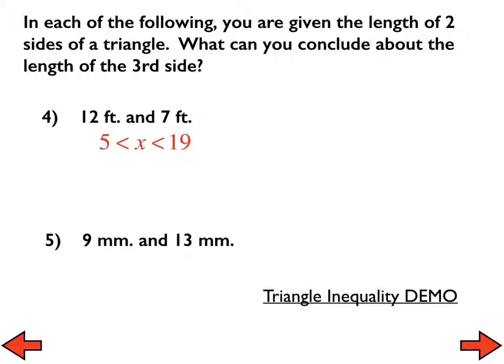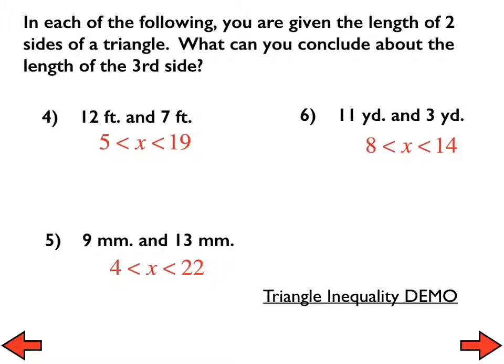Number 5, who would like to share? Tony? 4 is less than x, but x is less than 22. Very nice. And number 6, Emilio? 8 is less than x, and x is less than 14. Very nice. Any questions about how to do this? Combined yesterday's inequality with today's inequality? All good?